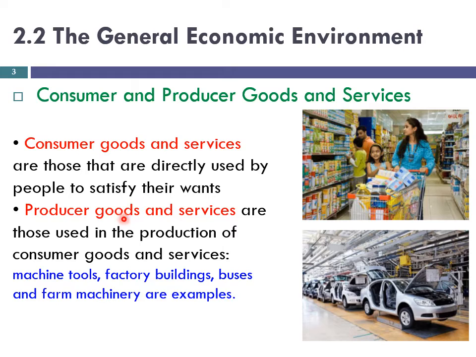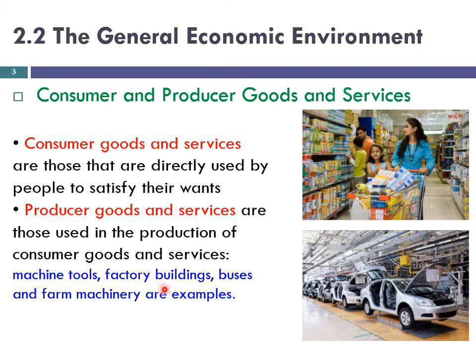The second category is the producer goods and services. These are the goods and services that are used in the production of other goods and services, some consumer goods and services. For example, we use machine tools, and these machine tools are used to produce cars. So these machine tools are producer goods. The producers buy these goods to produce cars for the consumers.